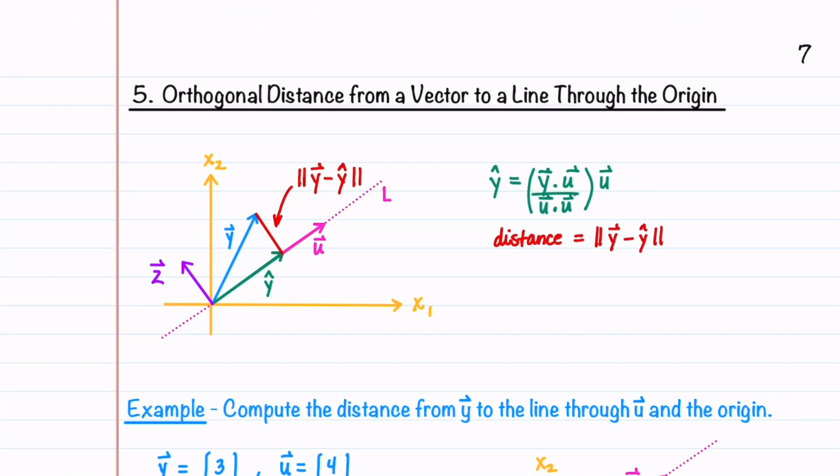The last topic that we're going to learn about is how to find the orthogonal distance from a vector to a line through the origin. We want to find this distance, which is the distance from our vector y to a line L through the origin. We'll label the projection of y onto vector u as y hat, and note that we have a formula for y hat, and it's just y dotted with u divided by u dotted with u times u. This is a really good formula to memorize. The distance from our vector then to a line through the origin is just given by the magnitude of y minus y hat.